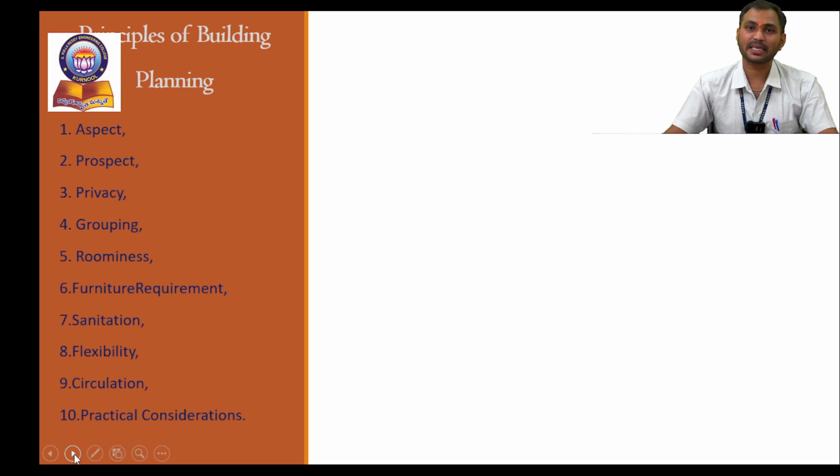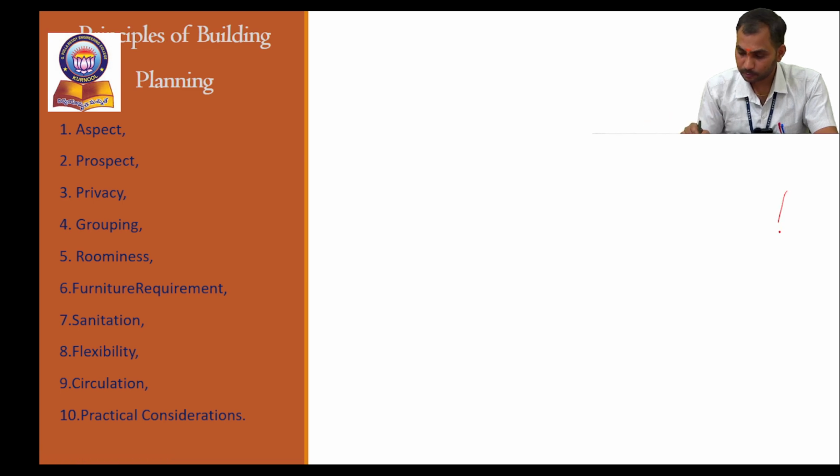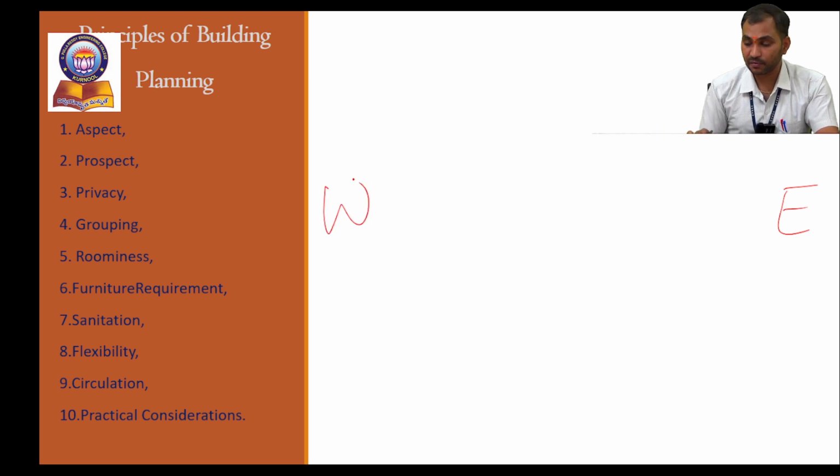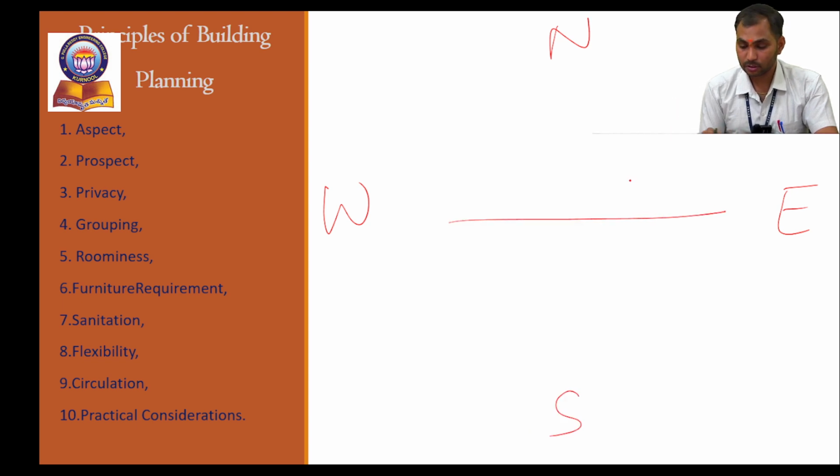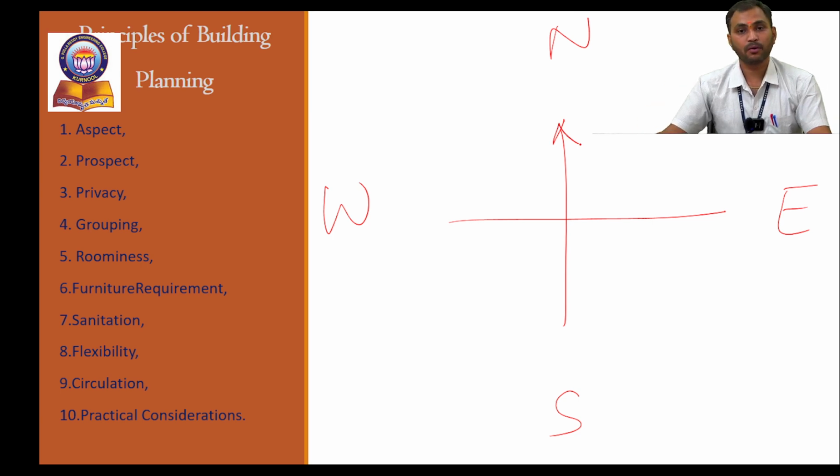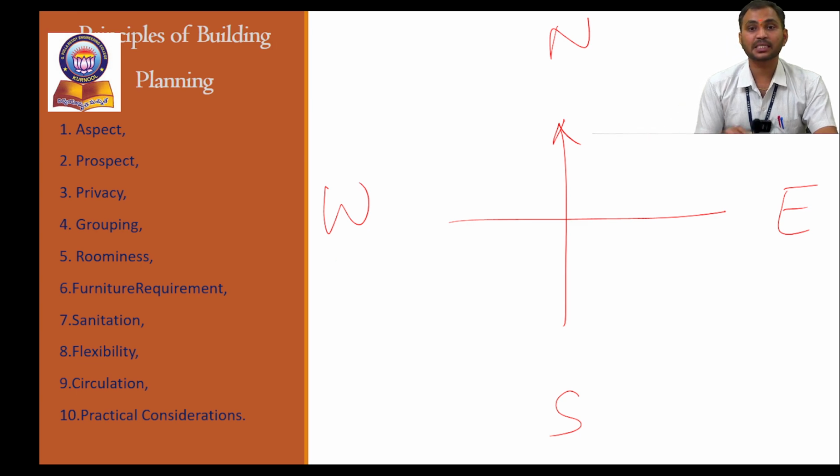Okay, practical considerations. And not only these 9 principles, as per Vastu Shastra also we have to follow for our building planning. For example, east, the opposite of east, west, will be there. Next, in between east and west, north will be there, and the opposite to the north, the south direction will be there. In these conditions, we have to plan our building as per Vastu Shastra: east, west, north, south.